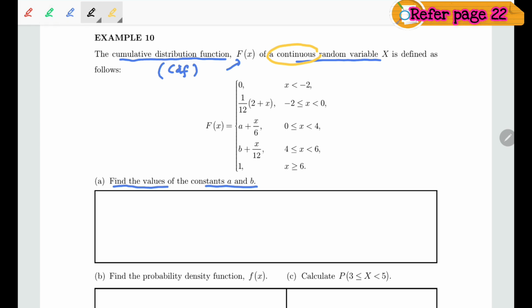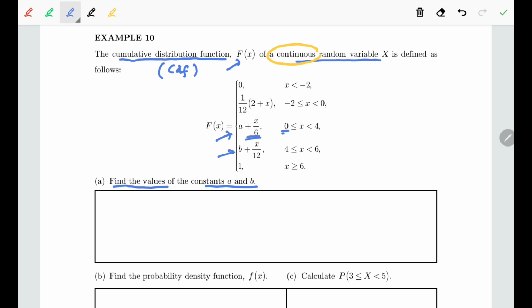So in order to do that, just check the given function. Since this is the A and this is the B, to find A, we can substitute the value of 0 or the value of 4 into the function F_X, the CDF. I'm going to substitute the value of 0. If you choose to substitute the value of 0 into the function, it means we have to substitute the value of 0 also for the function before that, the second function.